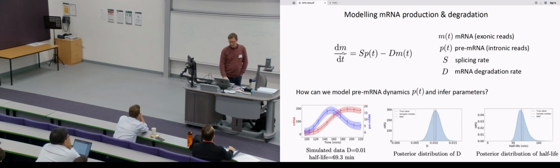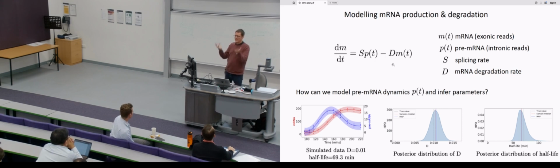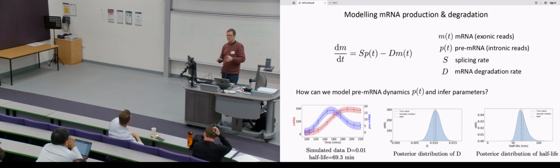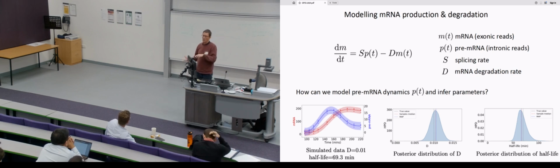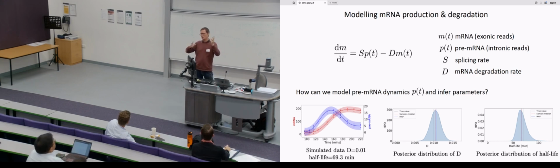Then the mRNA is a differential equation related to that pre-mRNA that we model with an RBF. And because the whole thing is linear, the solution to this differential equation is just an integral over p. And p is a Gaussian process. An integral is a linear operation, so it means that m and p are jointly correlated Gaussian processes.